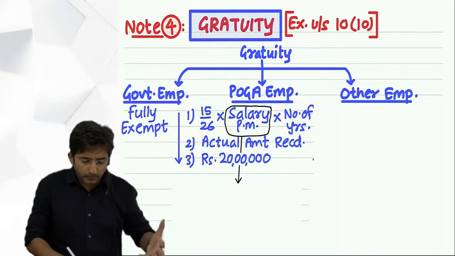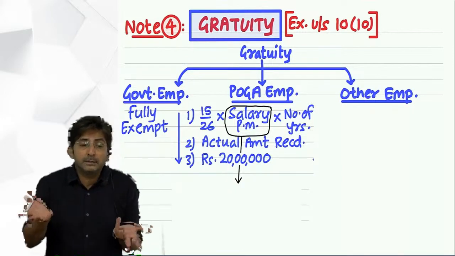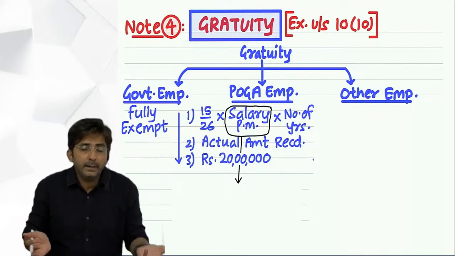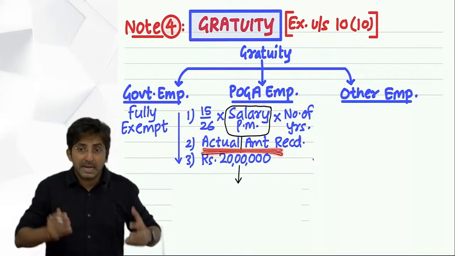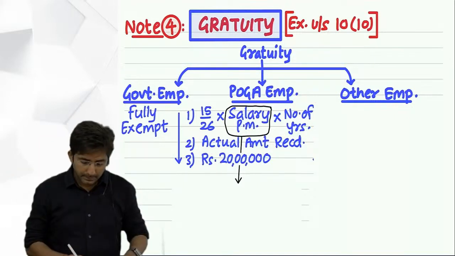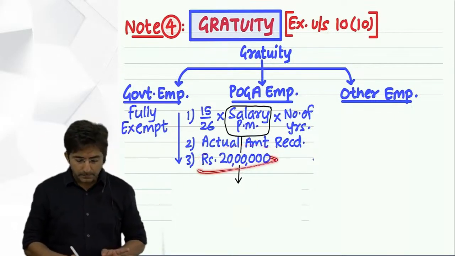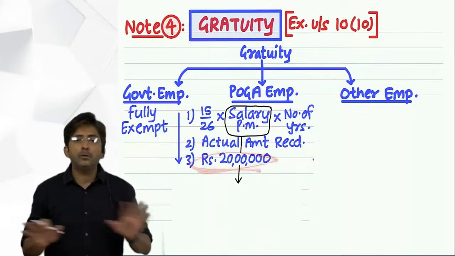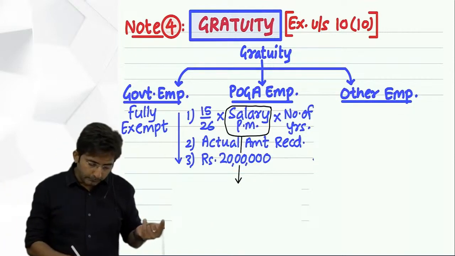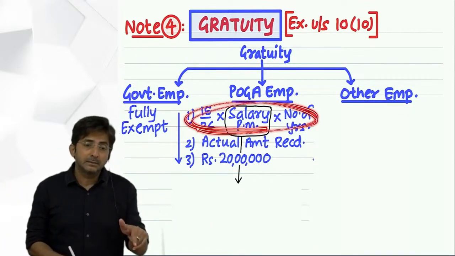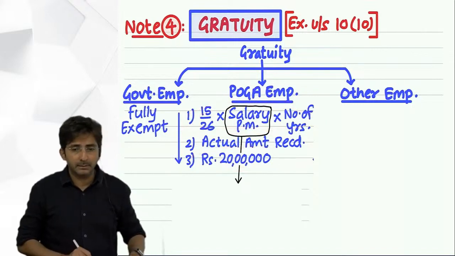And why we are talking about service? Because gratuity is given on retirement. So we have to see how many years of service he has done. Say 20 years, so multiply by 20. Then actual amount received means what is the actual gratuity you received. And 20 lakhs is a fixed amount. And this is the maximum limit. Means more than 20 lakhs you will not get the exemption. But if this first figure is less, then less. Maximum exemption will be 20 lakhs.